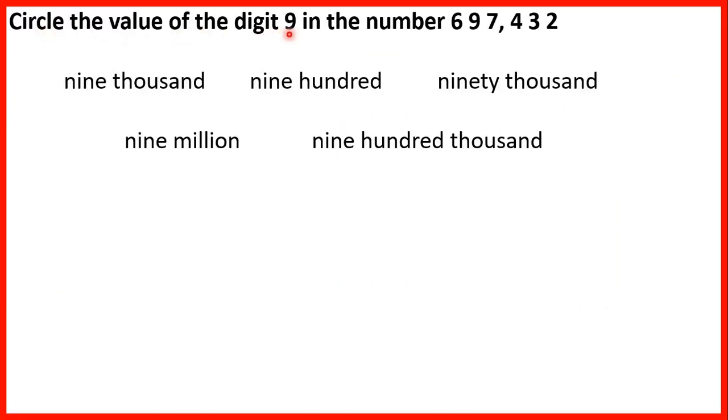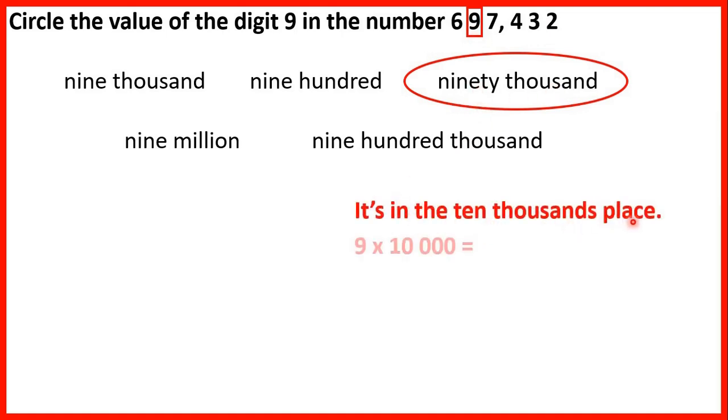Circle the value of the digit 9 in the number 697,432. So if we find the 9, we can see that it's in the 10,000s place, so it represents 90,000. It's in the 10,000s place, and 9 times 10,000 is 90,000. What we can do to find the value of a digit is to turn all of our other digits into zeros, and if we have 90,000, then we have 90,000.